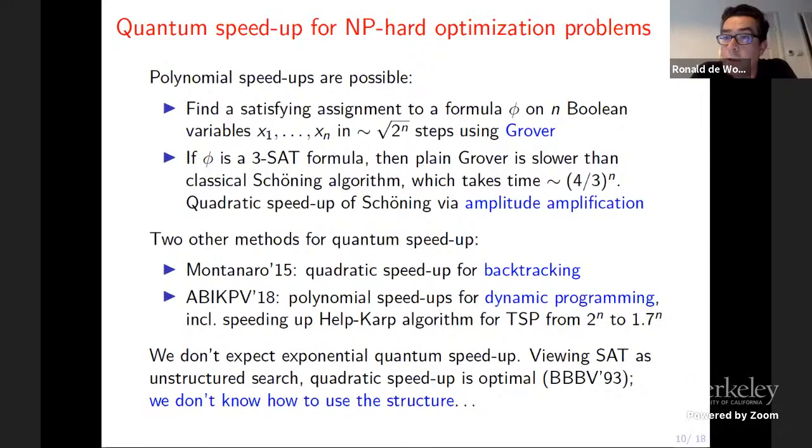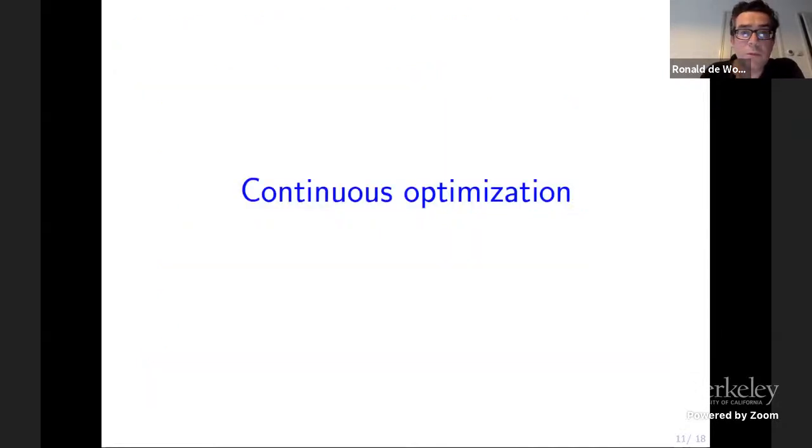In the classical case, we don't know how to use the structure in NP-hard problems. And this is also the reason why we believe that P is different from NP, and even stronger statements like the exponential time hypothesis. And the same applies in the quantum case. Brute force is not going to solve NP-hard problems efficiently, and we don't know how to use the structure to get anything much better. I guess this ends what I wanted to say about the case of discrete optimization. So let me move on to continuous optimization.